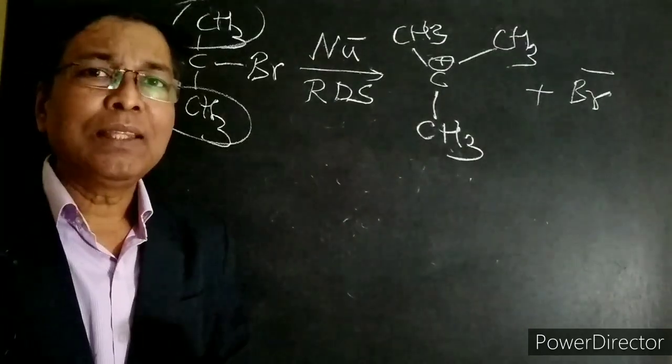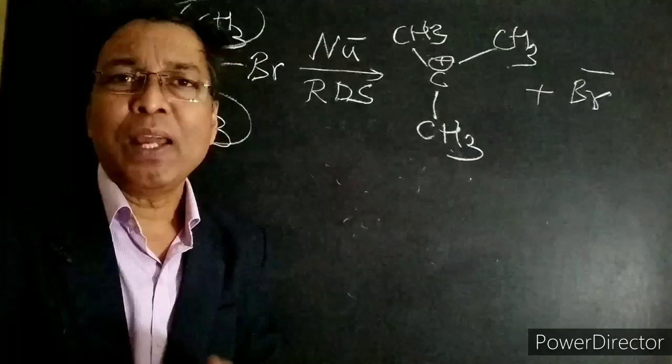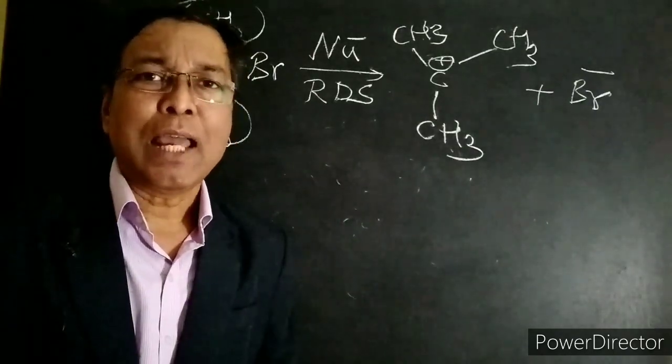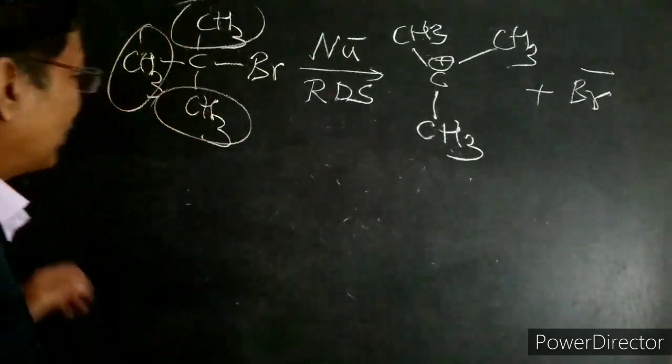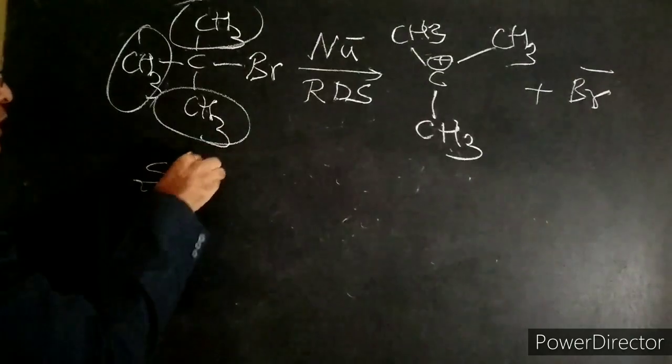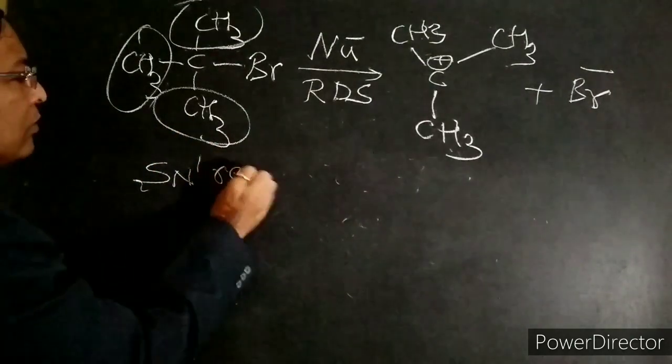As we have seen, SN1 reaction takes place when the bulkier groups are present on the carbon atom. Now we will see the SN1 reaction reactivity order. This is most important, the reactivity order.